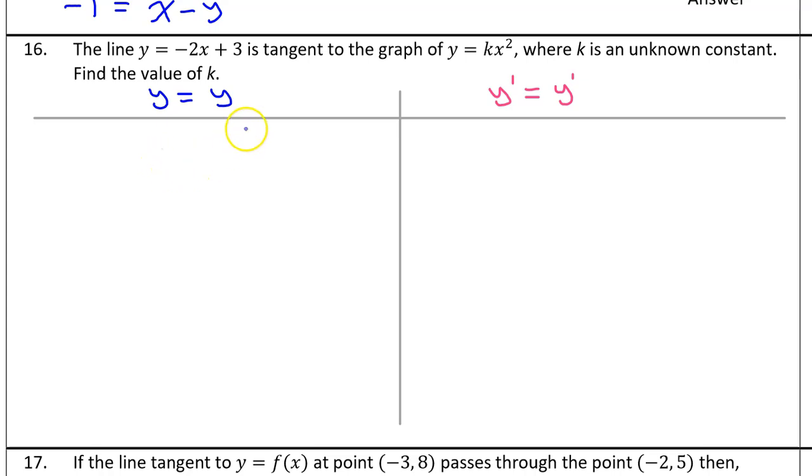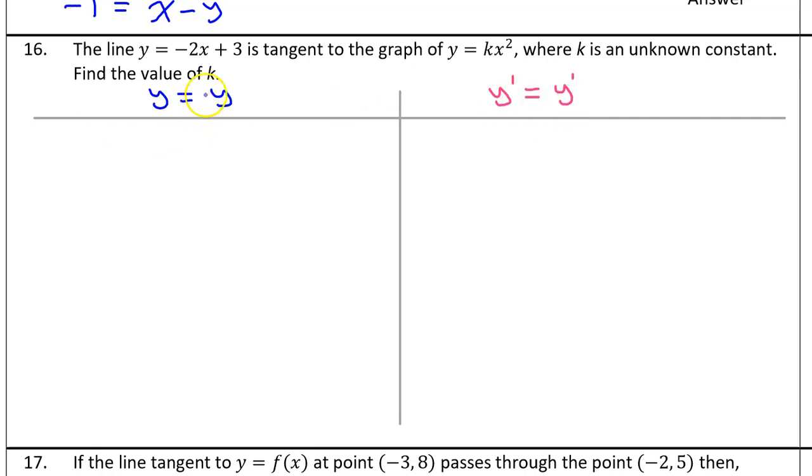The trick is to organize your work into a T-chart like this. We are going to set up a system of equations. On the left side, we're going to set up an equation of the form y equals y. And on the right side, our equation will be of the form y prime equals y prime.